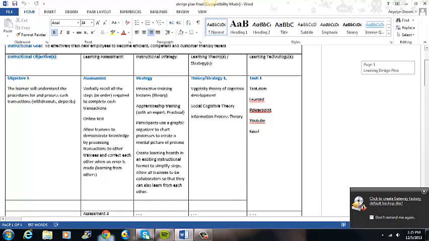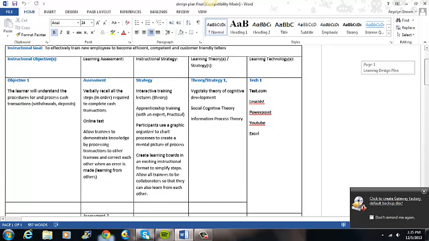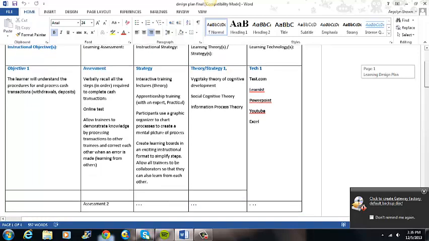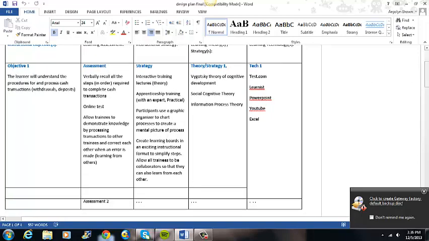Now, my first objective is that the learner will be able to understand the procedures for and to be able to process cash transactions. The strategy that will be used to achieve this objective is through interactive training lectures, and this is the theory part of the training. The second part of this training will be the practical hands-on training, which will be done through an apprenticeship mode where the learner will learn how to do the transactions with the physical handling of the cash and the posting of the transaction on the computer system of the bank.